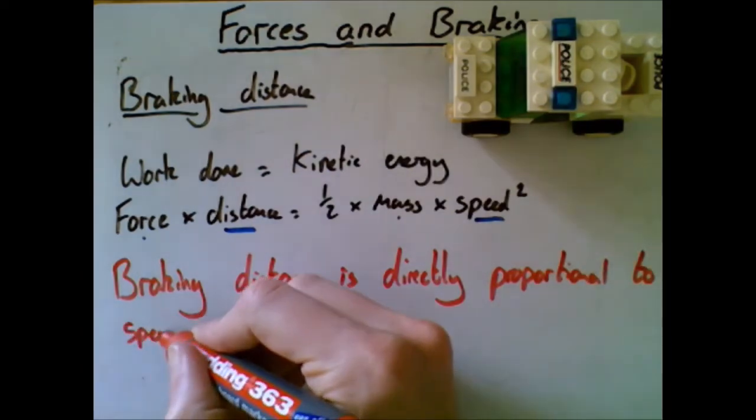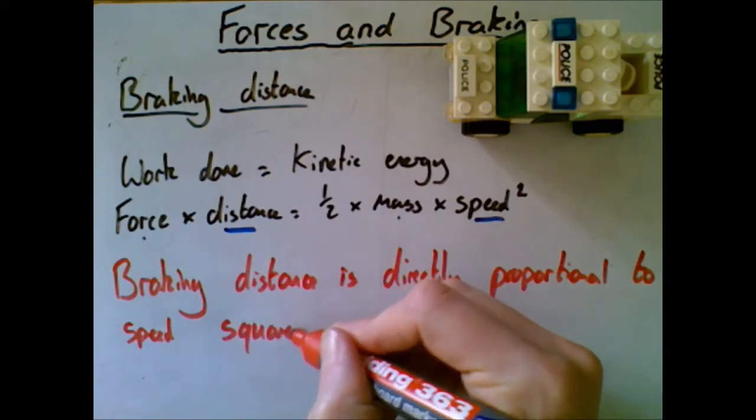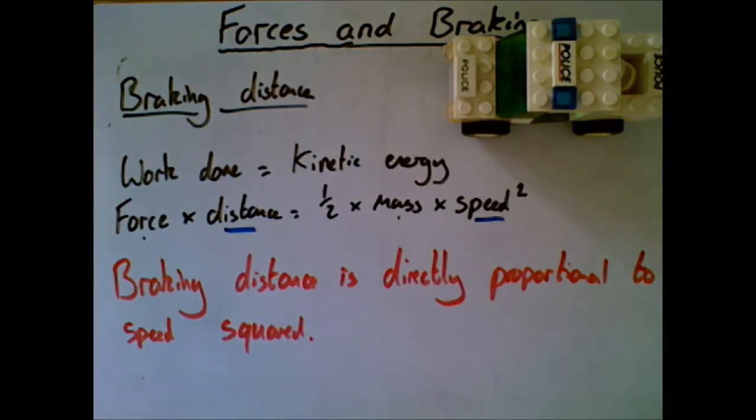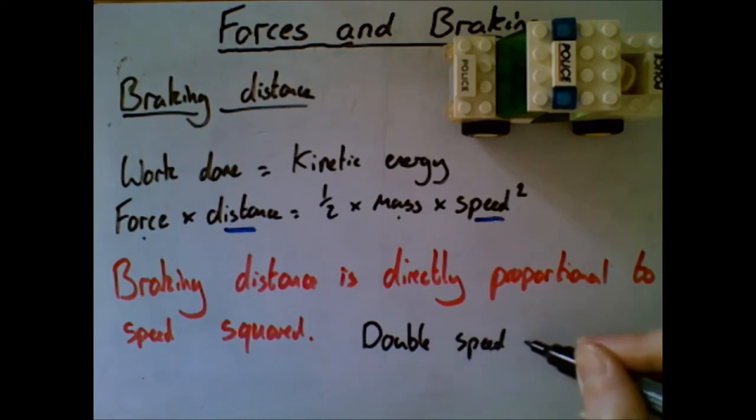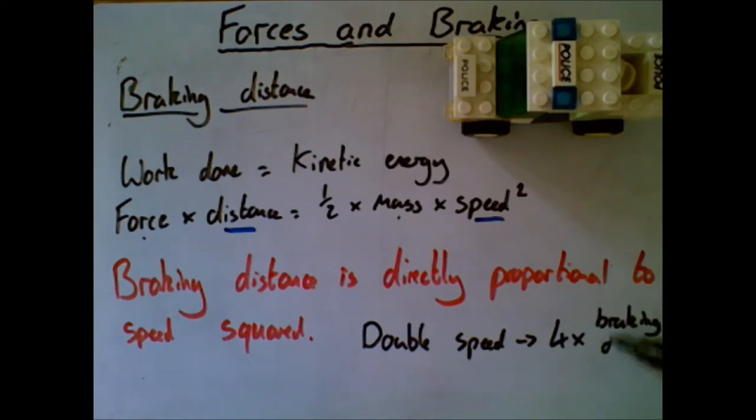Okay, so what that means then is not that if you double the speed, you will double the braking distance. This time what it means is if the speed has doubled, so the speed has gone up by a factor of 2, so times 2, the braking distance will be times 2 squared. So the braking distance would be 4 times as big. So this time we have got, if you double the speed, you get 4 times the braking distance.